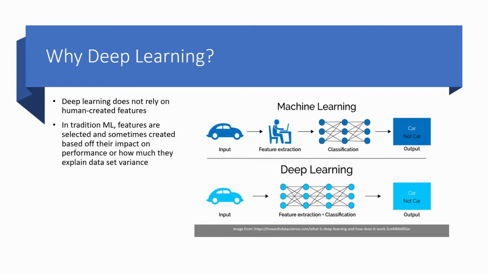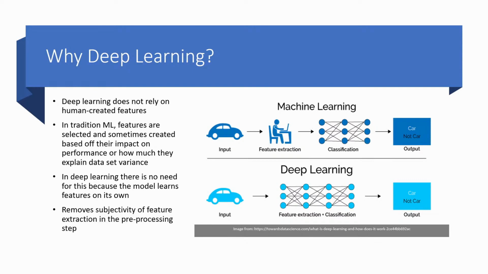Traditionally, in machine learning, features are selected and sometimes created by humans based off of their impact on performance or how much they explain for data set variance. However, in deep learning, there's no need for this because the model actually learns the features on its own. This removes the subjectivity of feature extraction in the pre-processing step. This is something that we call feature learning.